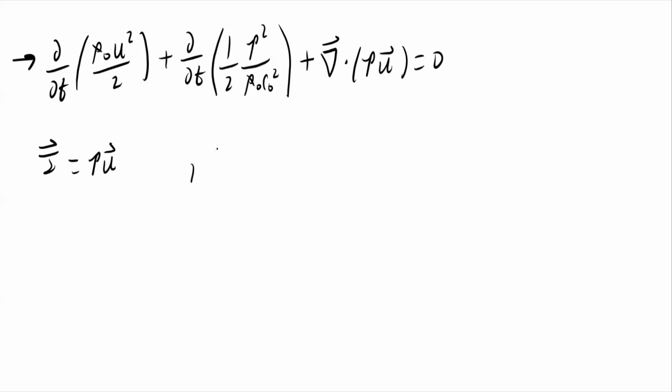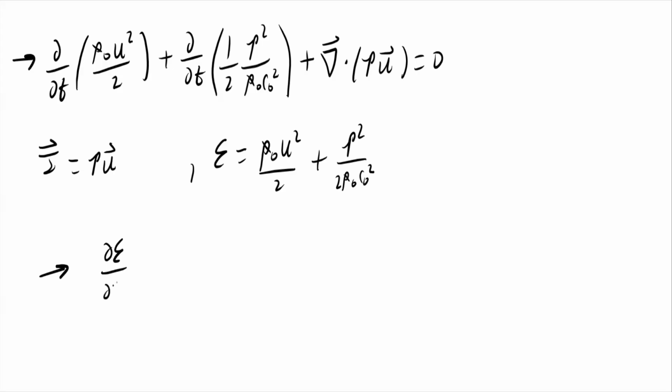Well, we're also going to define energy density as rho naught u squared over 2 plus p squared over 2 rho naught c naught squared. That might also ring a bell if you saw the previous video on energy density. Make the substitution and we obtain the acoustic energy corollary: the time derivative of energy density plus the divergence of intensity is equal to 0.